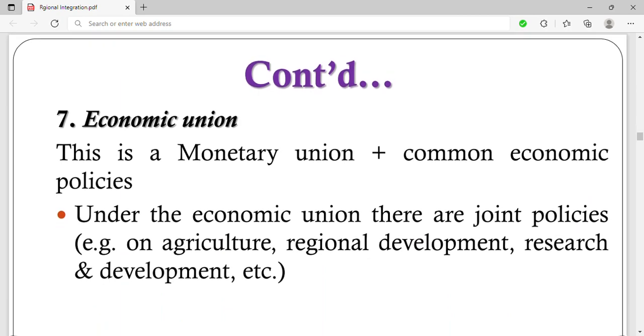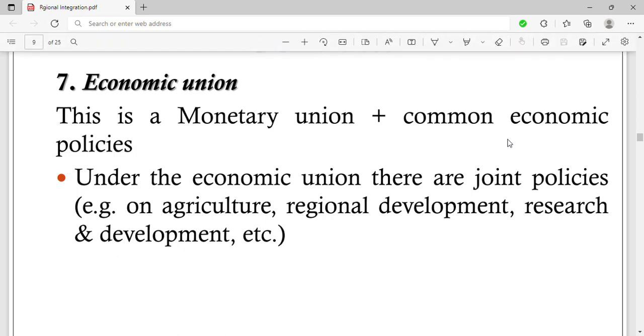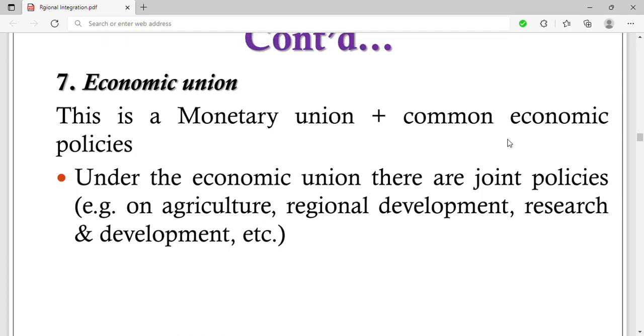Then the last one, is it the last? We have economic union. Economic union, it's also a continuation of monetary union because they follow themselves step by step. You cannot go to economic union without the monetary union. Economic union is a continuation of monetary union whereby they start using common economic policies. The joint policies, for example, on agriculture, regional development, research and development, and all that. So here they apply the same economic policies. With the economic policies used in Uganda, they're the same as Tanzania and Kenya.